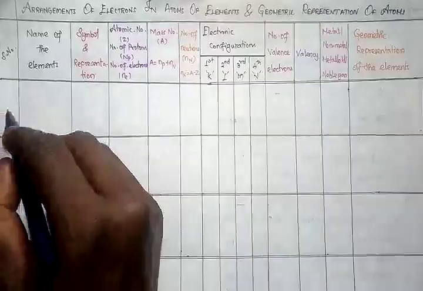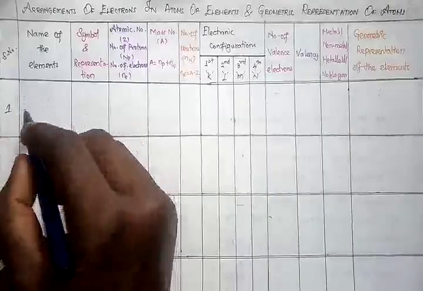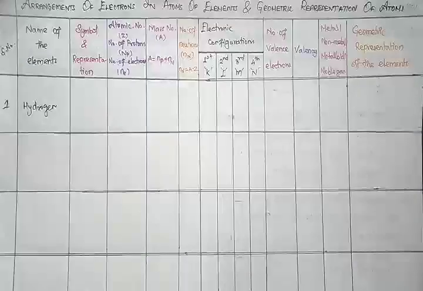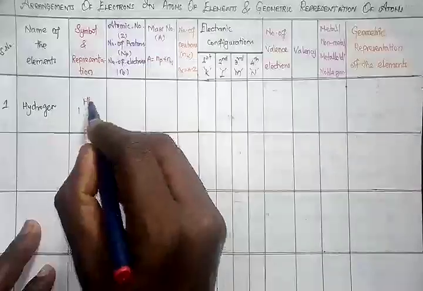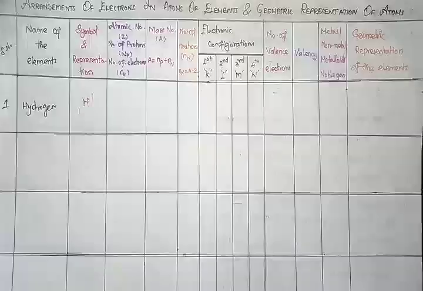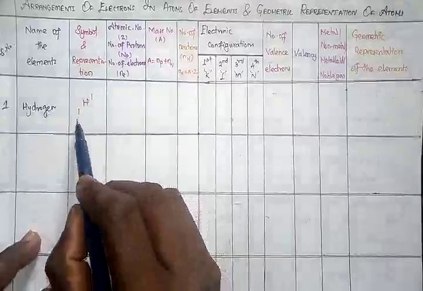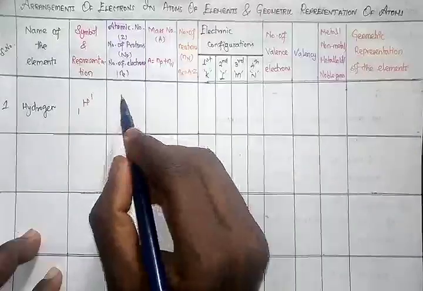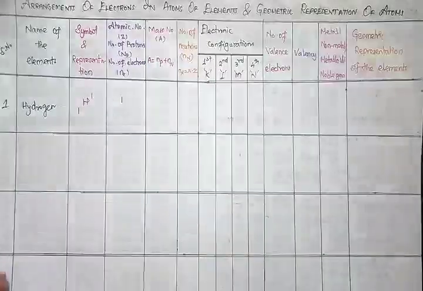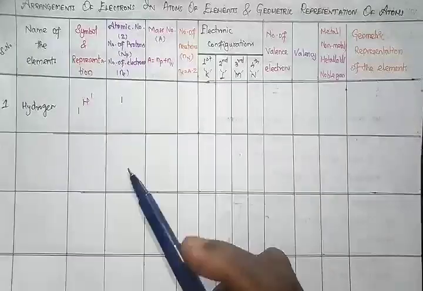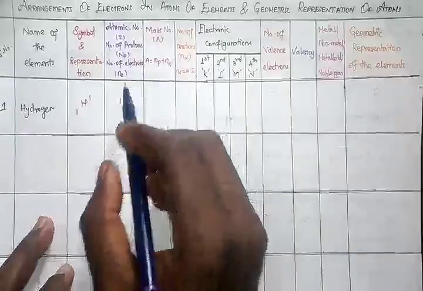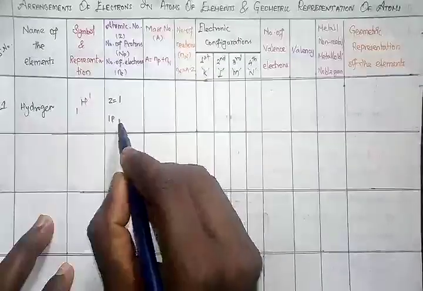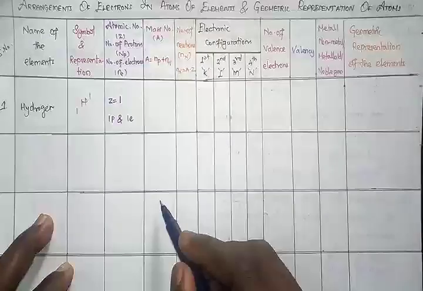So the first element in the periodic table is 1, that is hydrogen. The symbol, how do you mention it? Like this, we will mention 1H1. The atomic number is 1 here, the mass number is 1 here. The atomic number 1 indicates how many protons and electrons it has. The atomic number Z is equal to 1. It has 1 proton and 1 electron.